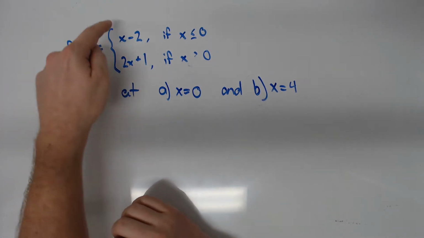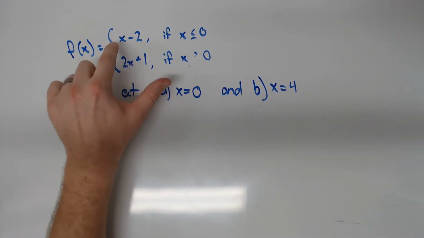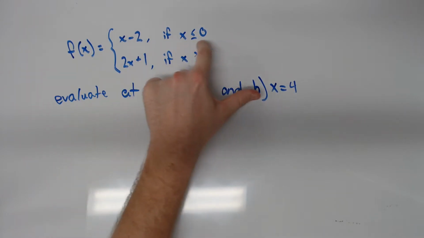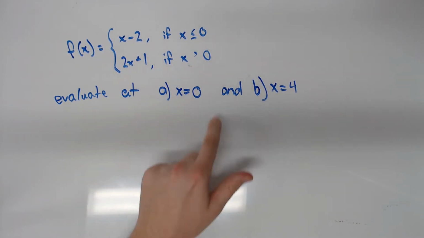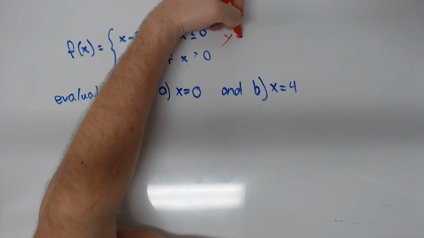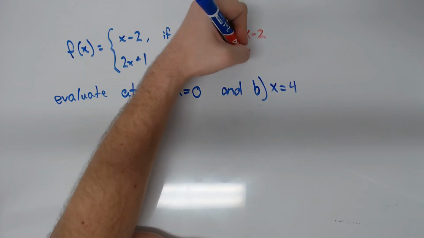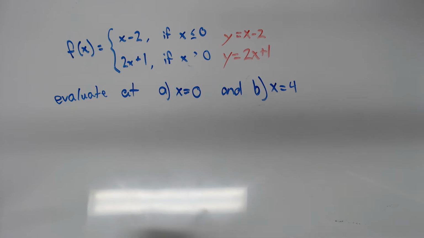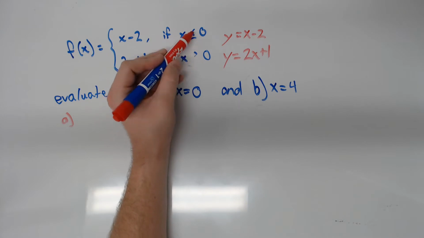This is what a piecewise function looks like. f of x equals, and we've got this French brace that means it equals all these things. At one point it equals x minus 2, but we would only ever use that equation when x is less than or equal to 0. At another point it equals 2x plus 1, and we would only ever use that when x is greater than 0. So we really have two equations that are going to end up on this graph: y equals x minus 2, and y equals 2x plus 1, at these different points.